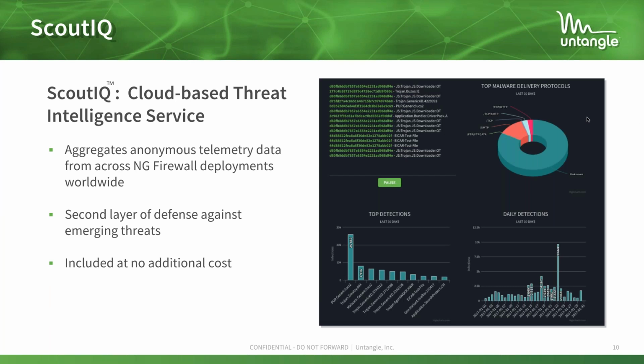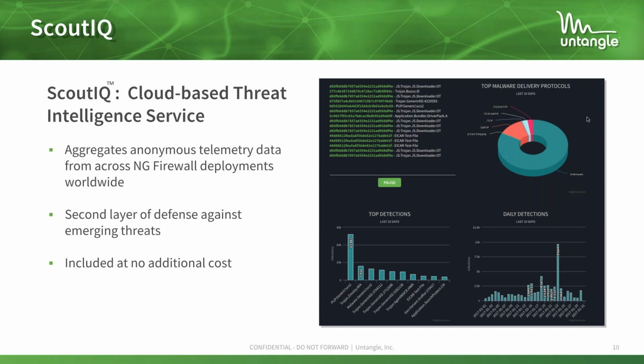I mentioned Untangle being a bit of a hybrid cloud product and being powered by cloud intelligence. What we would go into detail with on that is Scout IQ. Scout IQ is an interesting animal. This is part of our virus blocker app. It's included at no charge. This is cloud-based threat intelligence. So it's going to aggregate anonymous telemetry data from NG firewalls around the world.